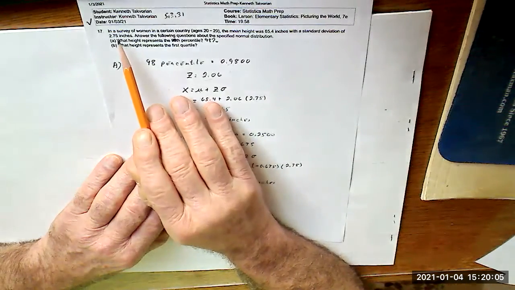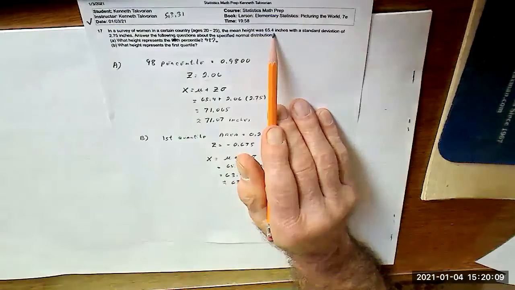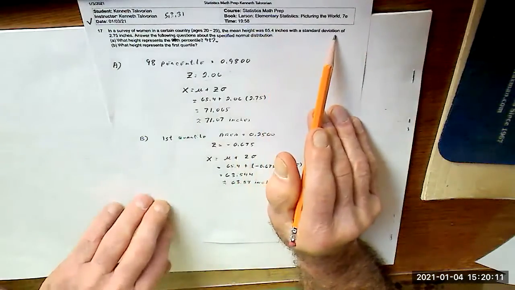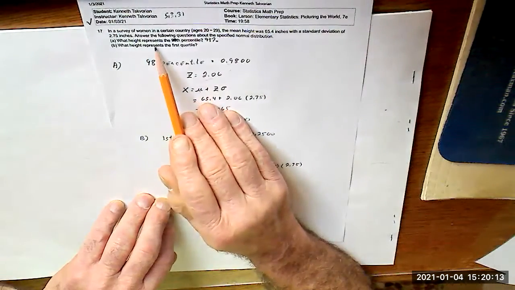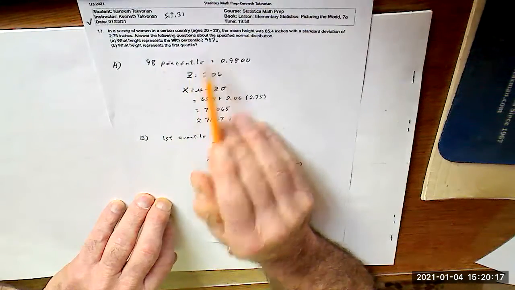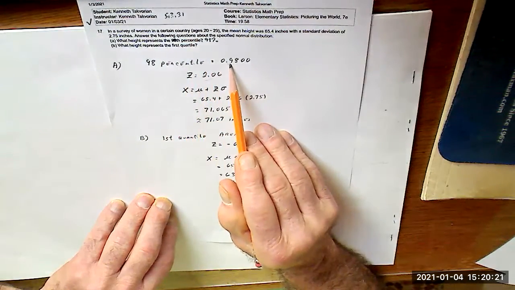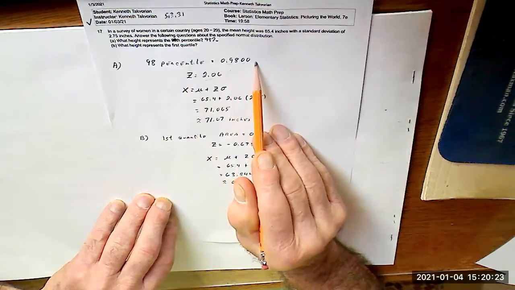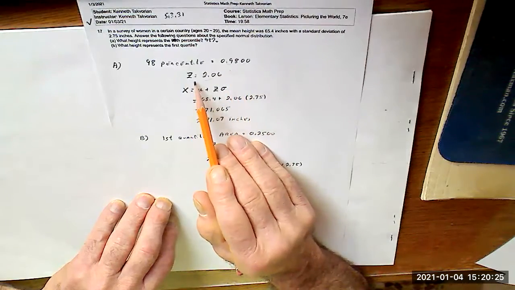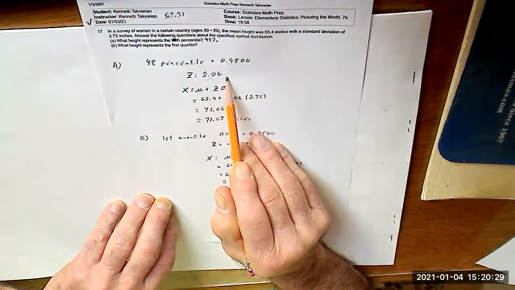For our last problem, we're going to have a survey of women. Their mean height was 65.4. Standard deviation is 2.75. What height represents the 98th percentile? Well, 98th percentile represents the area of 0.9800. The z-score corresponding to that area is 2.06.